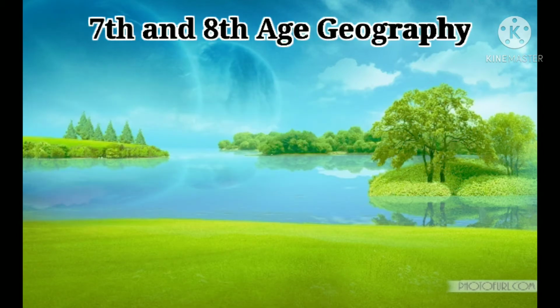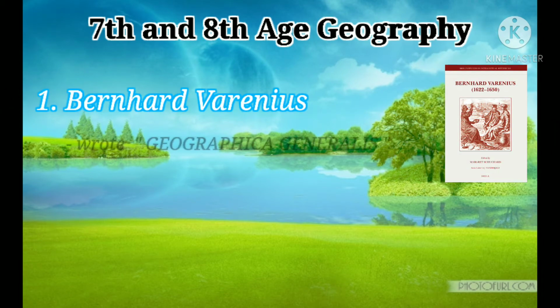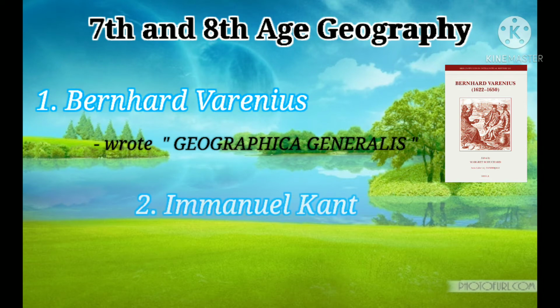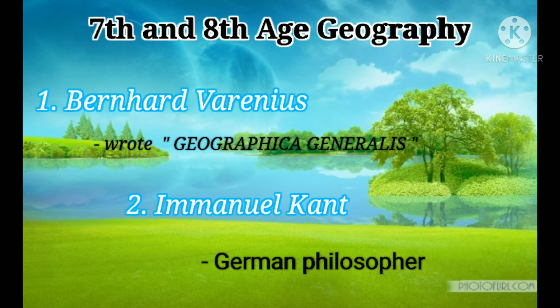And we have here the persons behind the 17th and 18th age of geography. First, Bernhard Varenius, who wrote the Geographia Generalis. Number 2 is Immanuel Kant. He was a German philosopher who provided the philosophical underpinnings of geography. He justified its place among sciences.